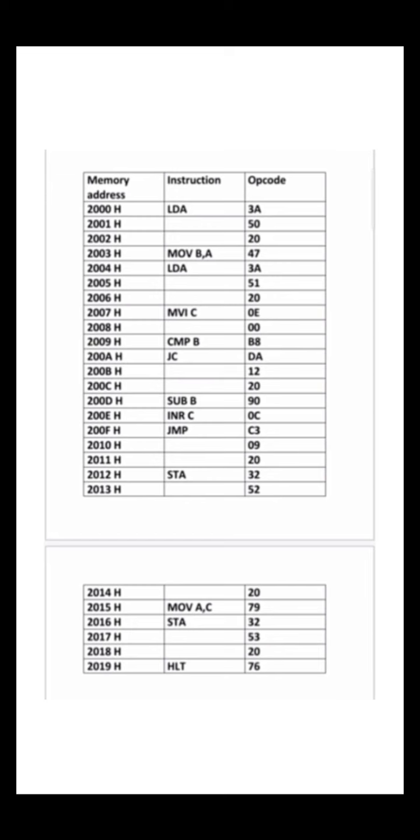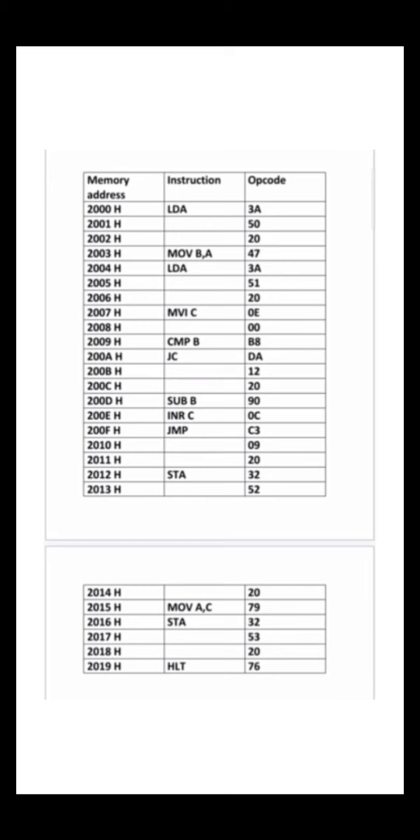Next instruction is SUB B. It is for subtraction of B from the accumulator. It means that the content of B register is subtracted from the accumulator. The next instruction is INR C, increment C. It means that the content of C register is increased by 1. Then the next instruction is JMP. When there is no carry, jump to memory location 2009 and the program goes into the loop.